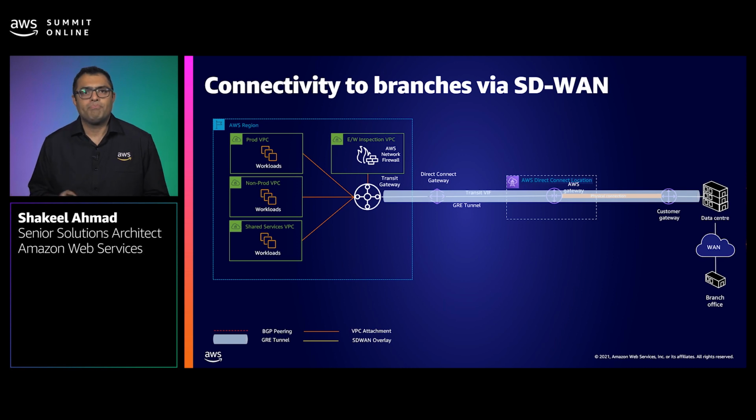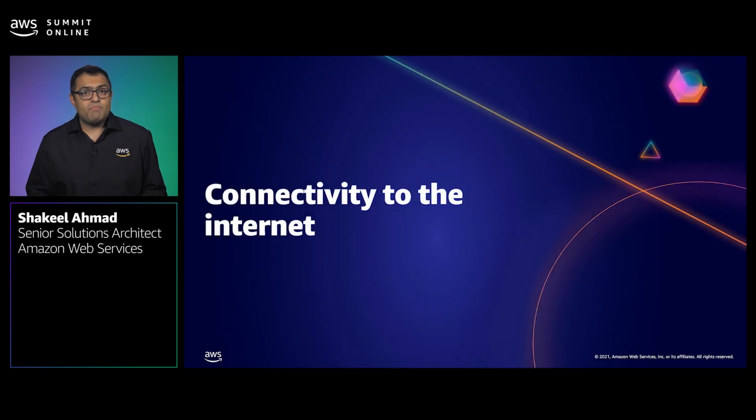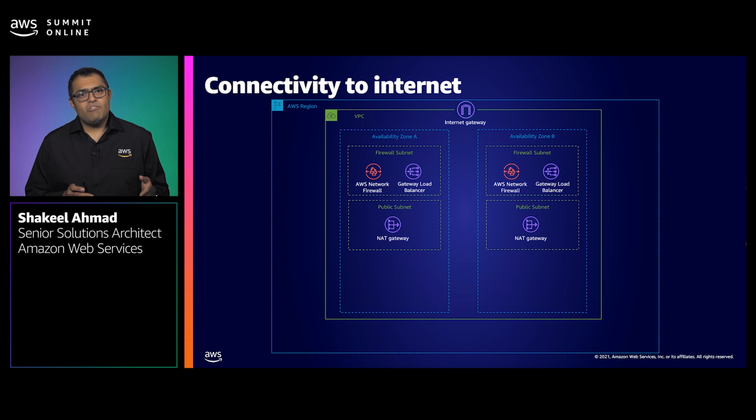Now, moving on to our last part, let's briefly take a look at connectivity to and from the internet. When connecting from your resources in AWS to external internet-based resources, it is really important to ensure that security policies are adhered to. And services such as AWS Network Firewall or AWS Gateway Load Balancer, along with our partner firewall or security offerings, allow you to secure the egress traffic and enforce your policies in a very robust and highly available manner.